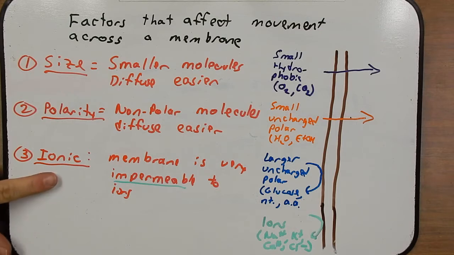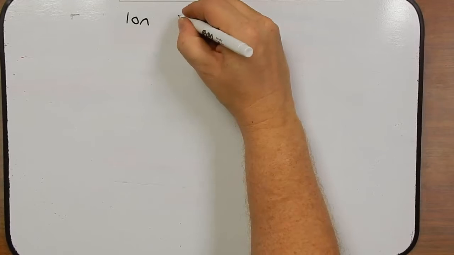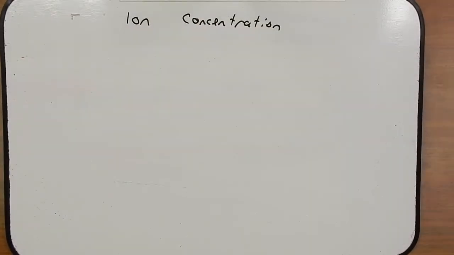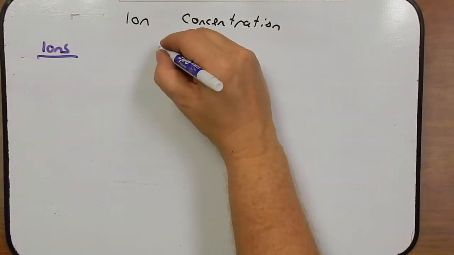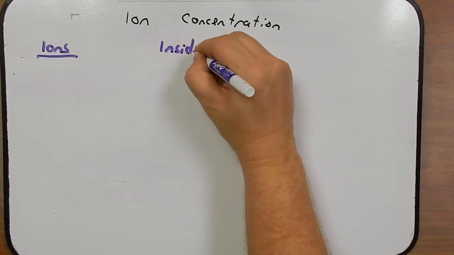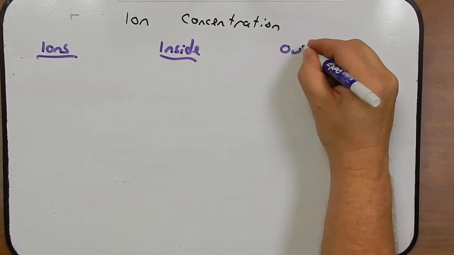Now I want to talk a little bit more about these ions and consider some of the relative concentrations inside the cell and outside of the cell. Okay, so let's talk about ion concentration. Your book gives specific concentrations of these ions. I want you to know the relative concentration, meaning are particular ions in a higher concentration within the cell or outside of the cell. And so let's make a little table. Here we will have our ions. Here we will have inside the cell. And here we will have outside.